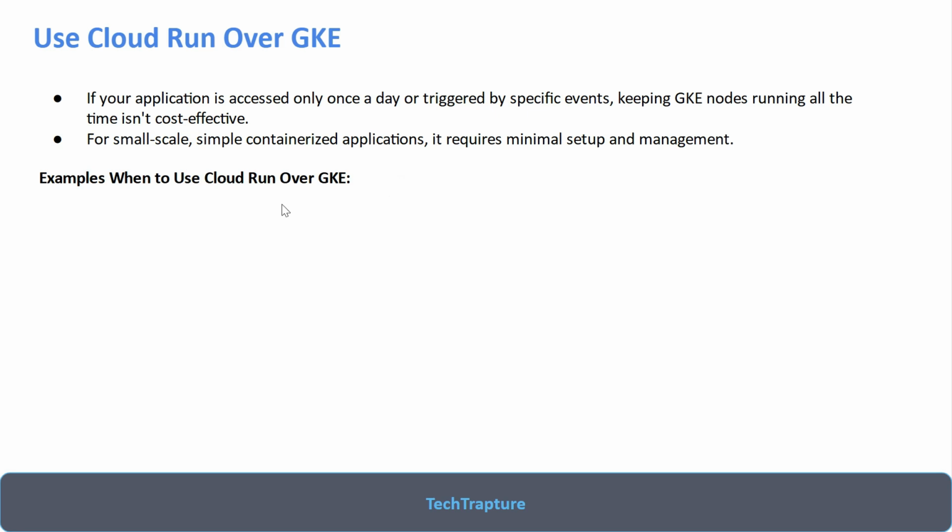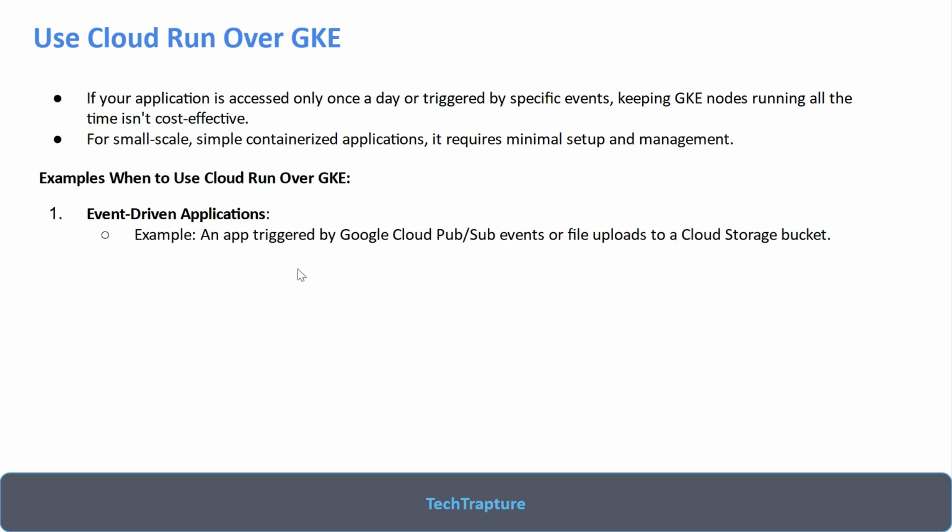So, an example of when we should use Cloud Run: if you have an event driven application, for example, if your app is triggered by a Google Pub/Sub event or a file upload to a Cloud Storage bucket. Now let me give one example.